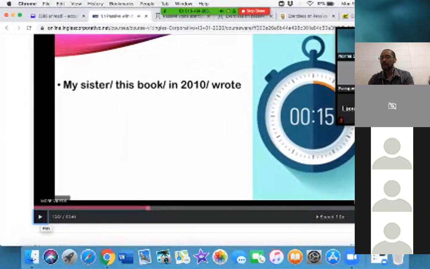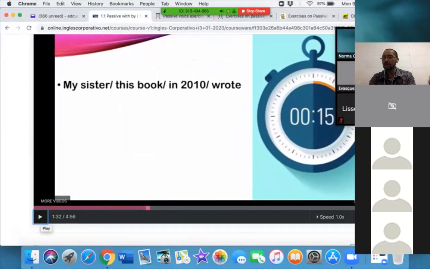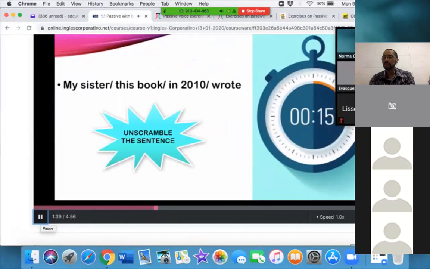Okay. Now, here, we have a scrambled sentence. That means this sentence is not in the correct order, okay? What do you think is the correct order of this sentence? My sister wrote this book in 2010. Please repeat the answer. My sister wrote this book in 2010.